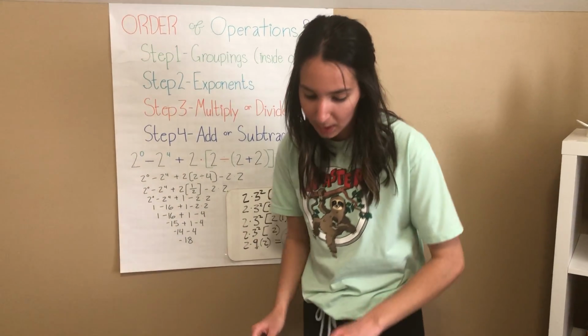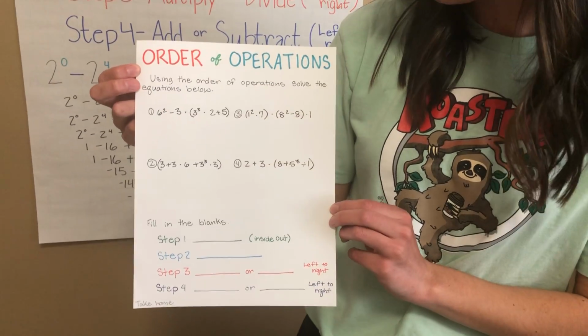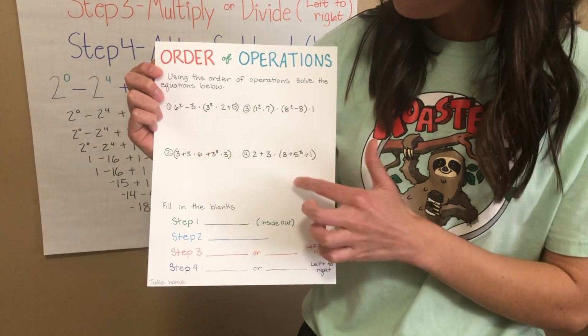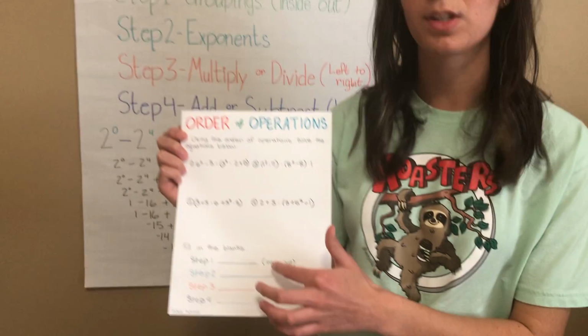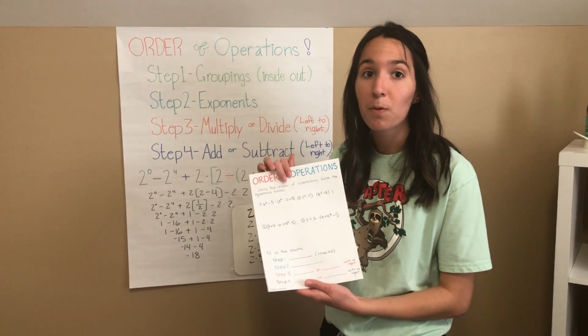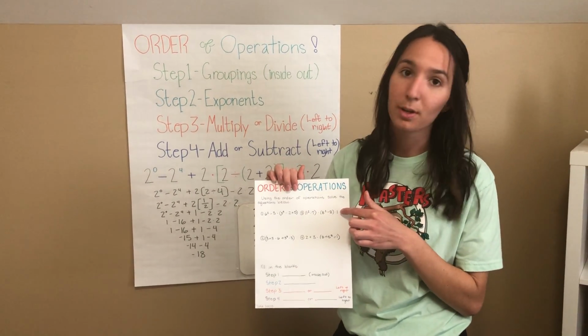Now I'm going to explain our take-home worksheet. So here it says again, using the order of operations, solve the equations below. And so I want you to solve all 4 of the equations and also fill in the blanks below. So you're going to be filling in these 4 steps I just talked about. It might be helpful to fill in your 4 steps first so you can reference them as you're doing your equations.